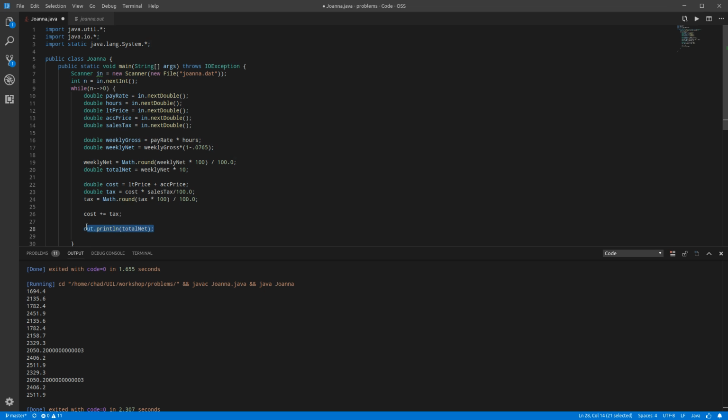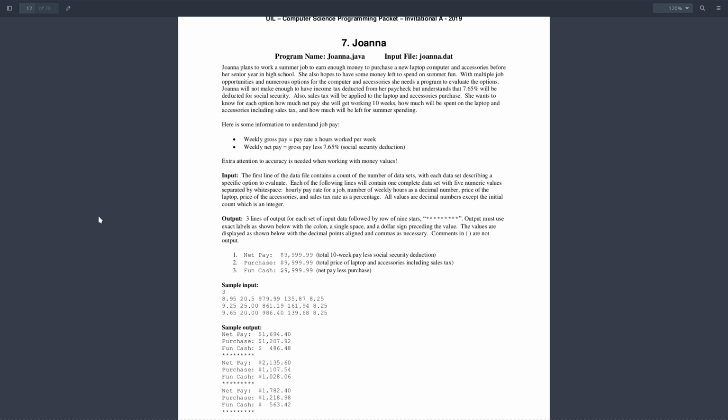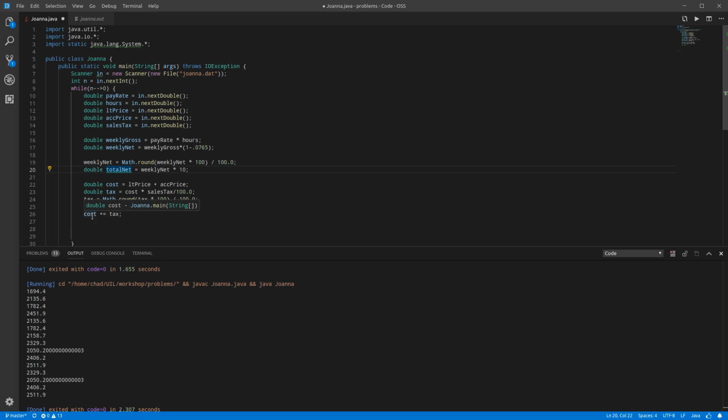And then, well, weekly net, we'll have total net. We'll have her expenses, I think, or whatever they're called, purchase. I guess I should probably not call this cost. Let's call this, I'll say double perch equals cost plus tax. Okay, so now let's go ahead and do our print.